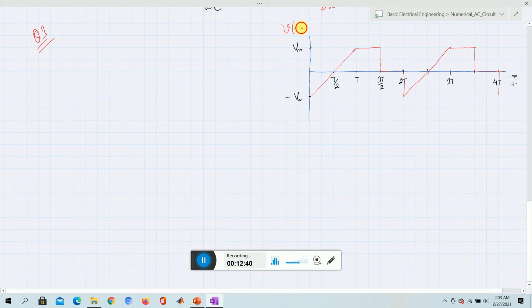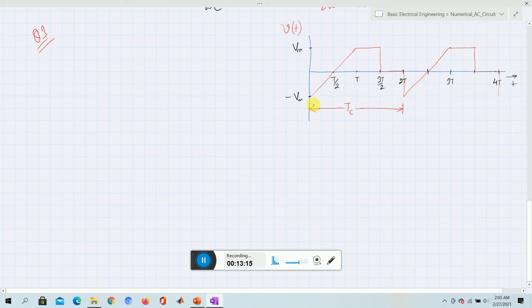So we can write the voltage V of t is increasing from minus Vm to Vm in the duration of up to T. Then from T to 3T by 2 it is constant, that is Vm. Then from 3T by 2 to 2T it is 0. So this is a total cycle up to here. We can write this as Tc, the total time period. It repeats after the time 2T.